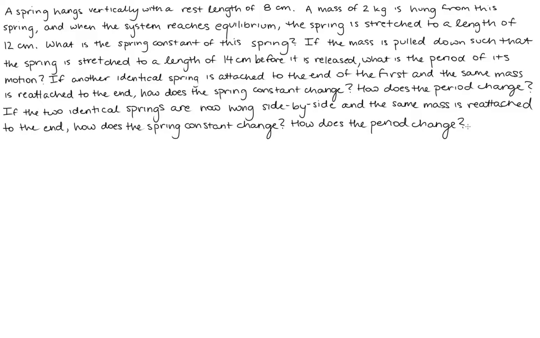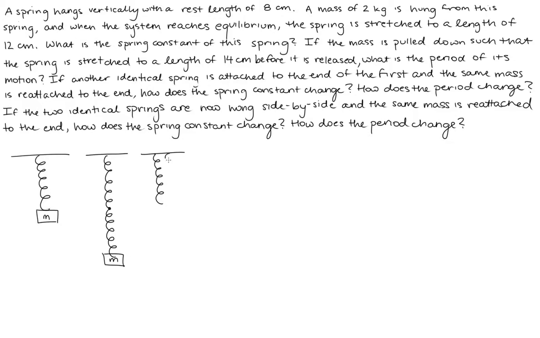If the two identical springs are now hung side by side and the same mass is reattached to the end, how does the spring constant change and how does the period change? The three situations that we are dealing with are the original spring, two springs in series, and two springs in parallel.